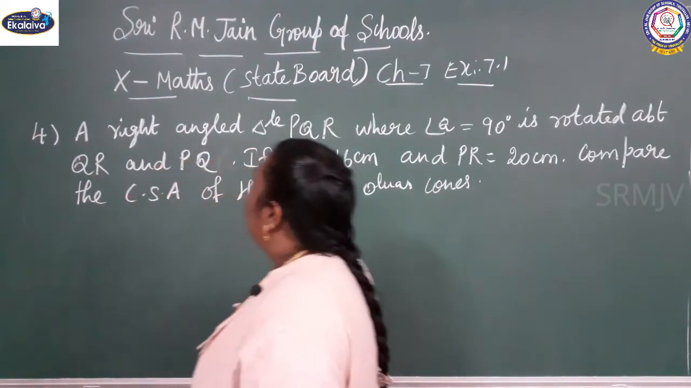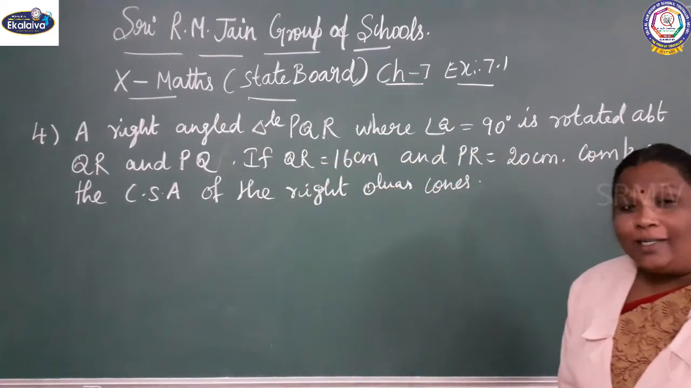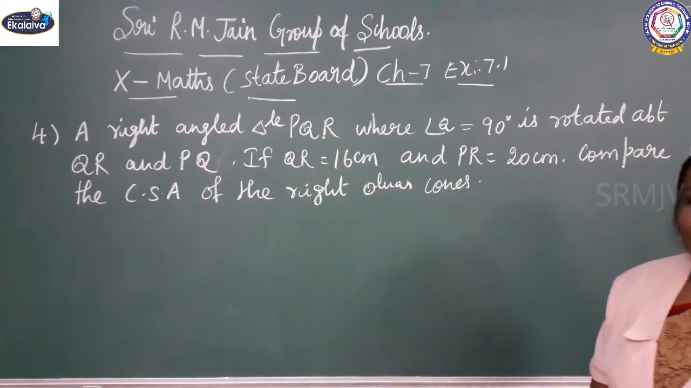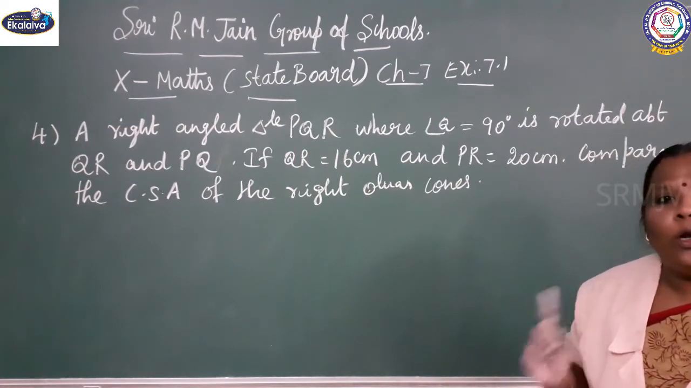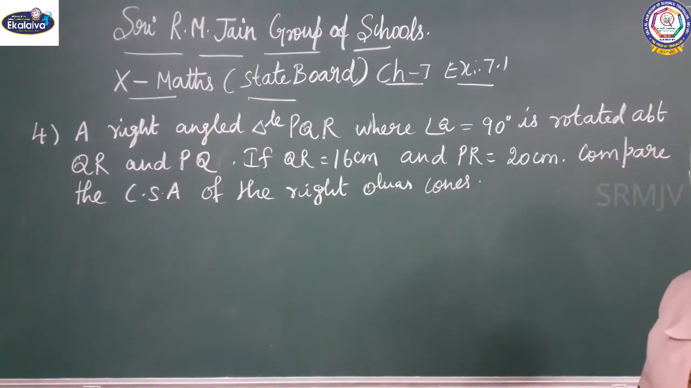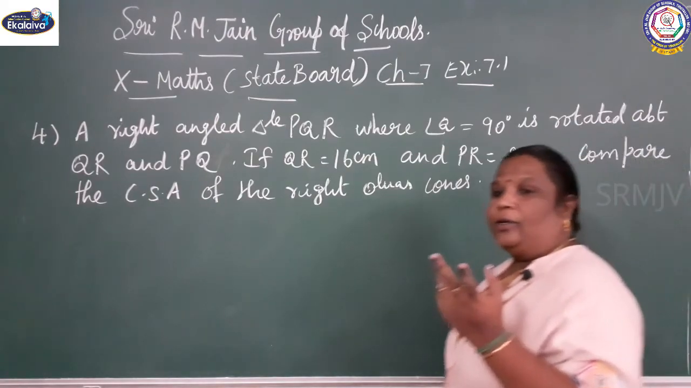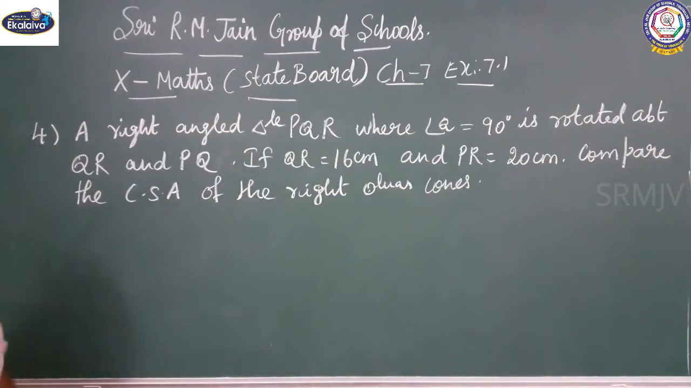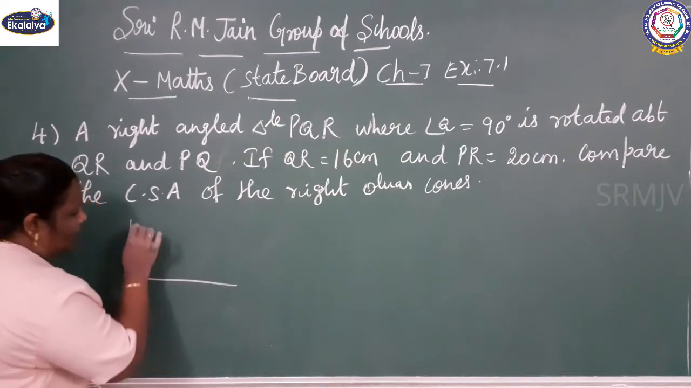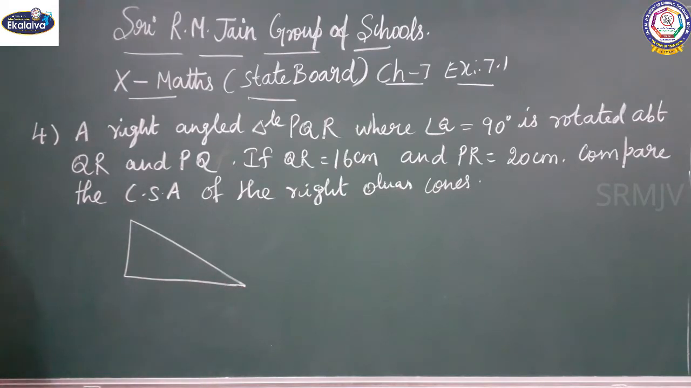See the fourth sum: a right angle triangle PQR. We already discussed that revolving a right angle triangle gives a cone. Right angle triangle PQR, where angle Q equals 90 degree, is rotated about QR and PQ. It is rotated both ways. See here, take the right angle triangle PQR, angle Q equals 90 degree.